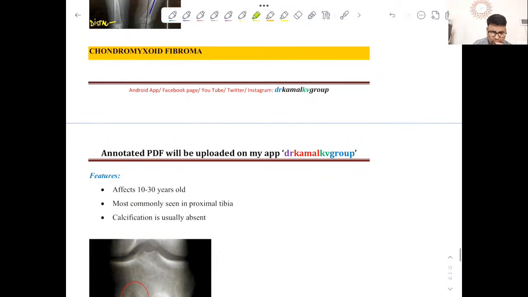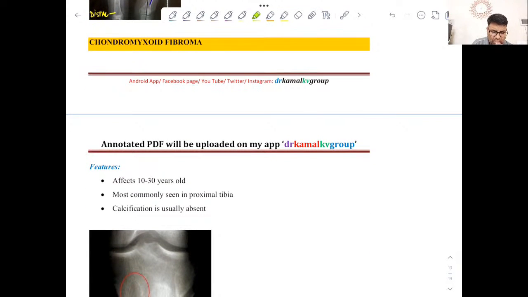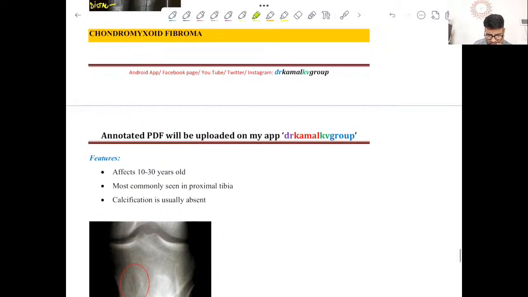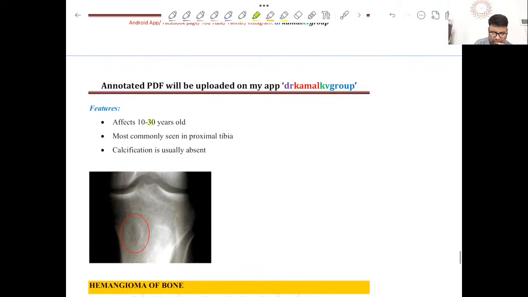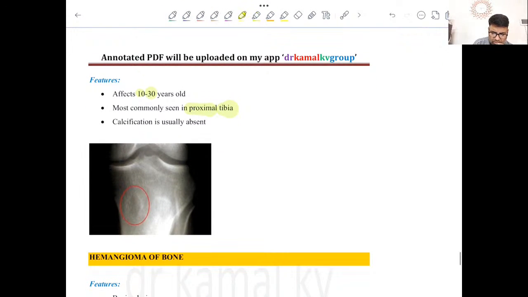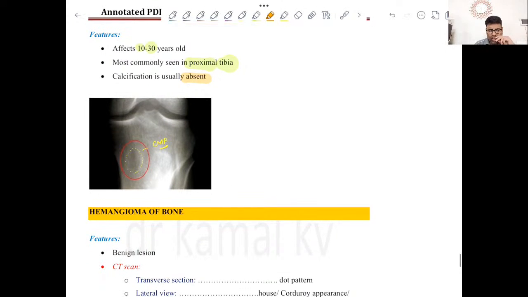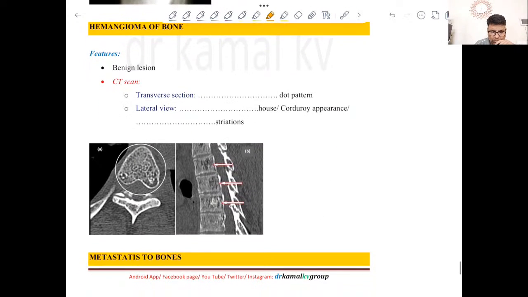Now coming to one more condition, that is chondromyxoid fibroma. Again, not that important. It can affect 10 to 30 years old, especially involving proximal tibia, right? So this is chondromyxoid fibroma, and there is no calcification as such within the tumor. So chondromyxoid fibroma. Now moving forward to hemangioma.